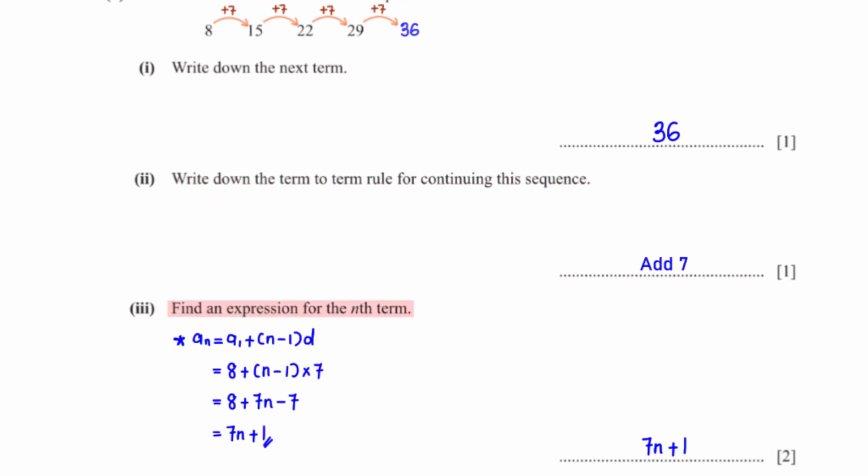Find an expression for the nth term. Since the terms in the sequence have a constant difference between them, we can use this formula to get the nth term for the sequence. A1, which is the first term, is 8. D, which is the common difference, is 7. When we expand the brackets, 7 times n is 7n. 7 times -1 is -7. When we group like terms, 8 minus 7 is 1, so we have 7n plus 1.